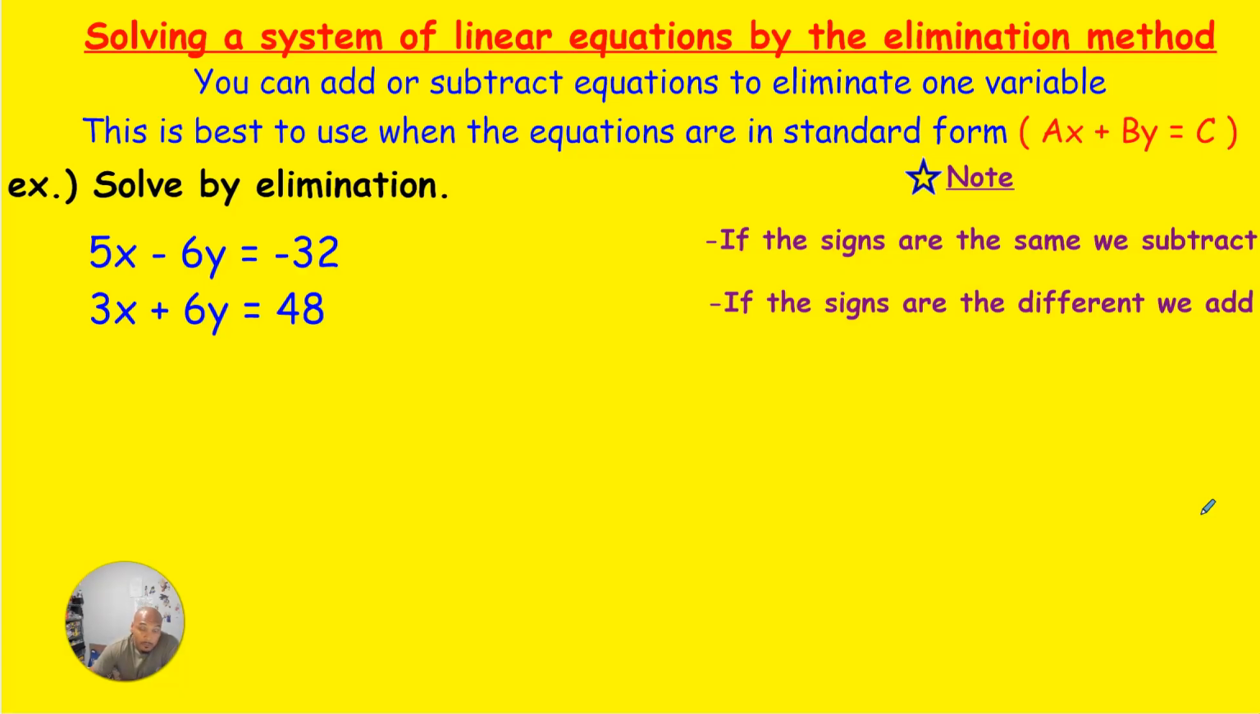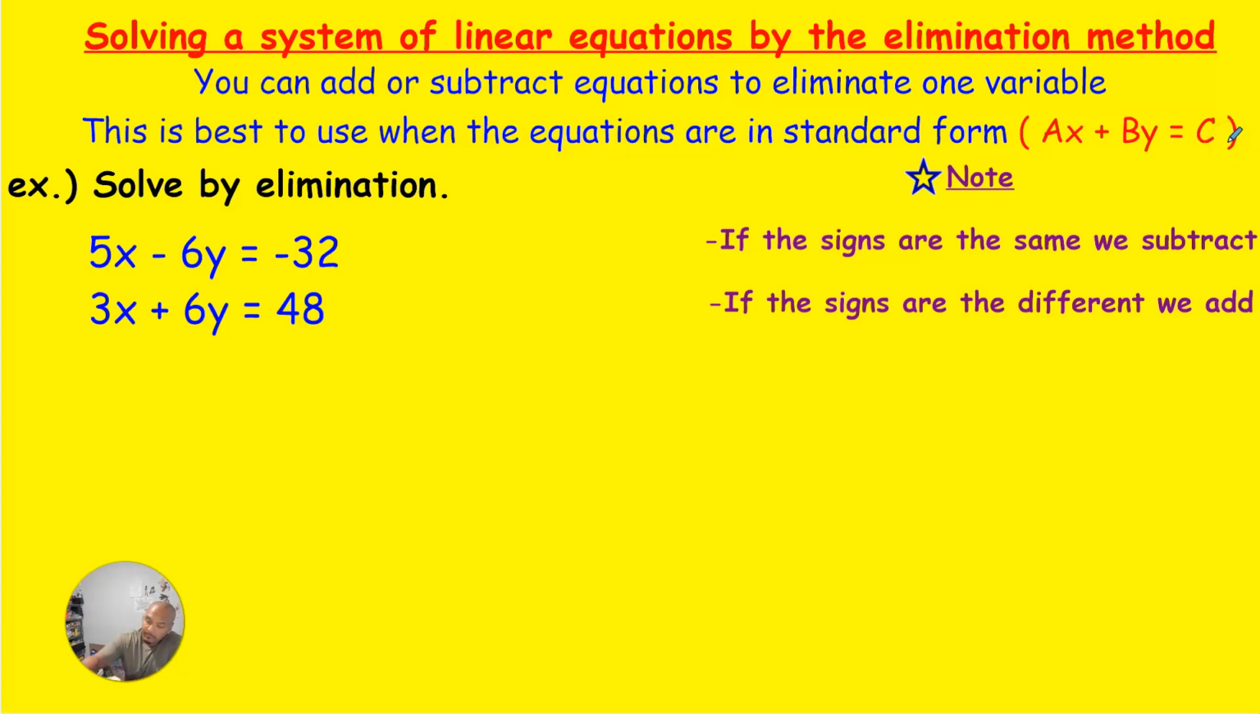All right. Now, the elimination method is a great method to use, and it's basically when you add or subtract equations to eliminate one variable. The best time to use this, I feel, is when it's in standard form, the form ax plus by equals c. So basically, the linear form, when it's a number times x plus a number times y equals a constant.